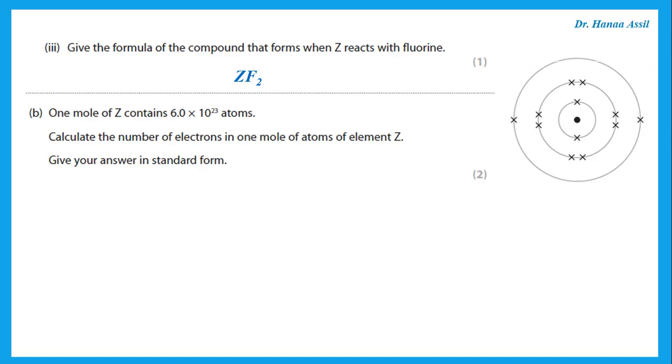1 mole of Z contains this Avogadro's number. That's what we call that number, Avogadro's number of atoms. Calculate the number of electrons in 1 mole of atoms. Well, we're told that 1 mole has this number of atoms. Now, each atom has how many electrons? Well, from that diagram, each atom has 12 electrons. So the number of electrons in 1 mole would be 12 times the Avogadro constant.